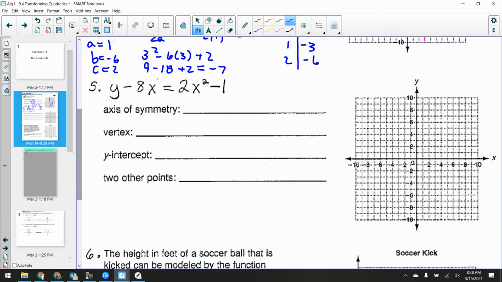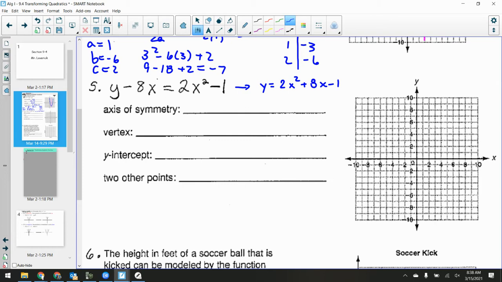What's weird about this one? Hayden? Okay, how do I put it into standard form? I just added 8x to the other side, and I got y equals 2x squared plus 8x minus 1. Very good. Yeah, exactly. All you do is just add the 8x to the other side, and you get 2x squared plus 8x minus 1. You just got to get the x over to the right side, the 8x.